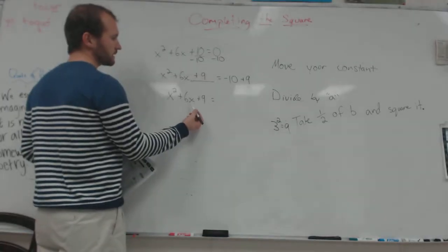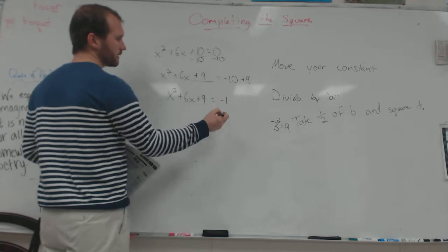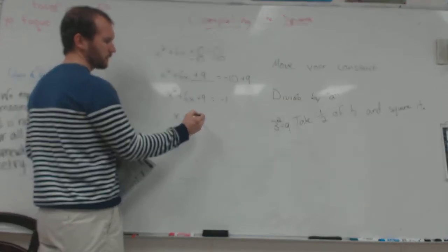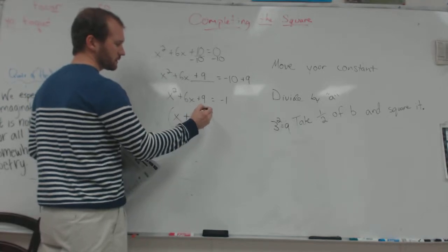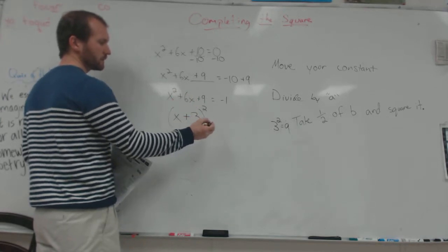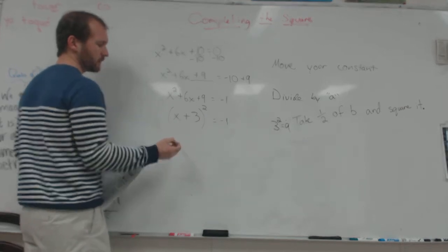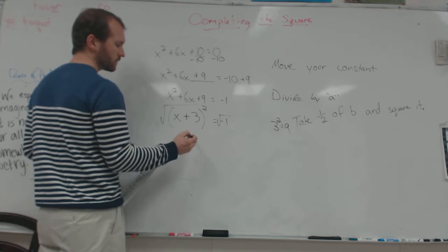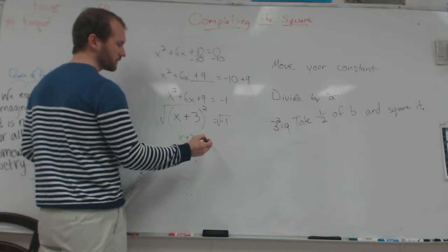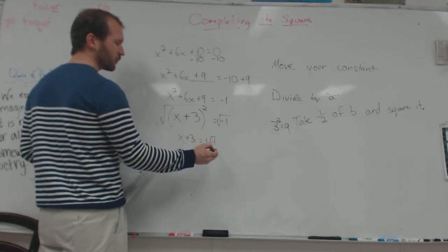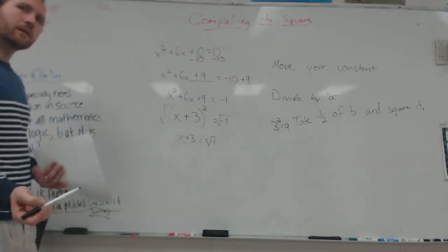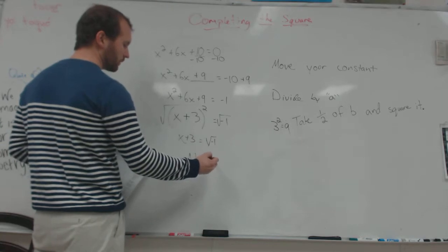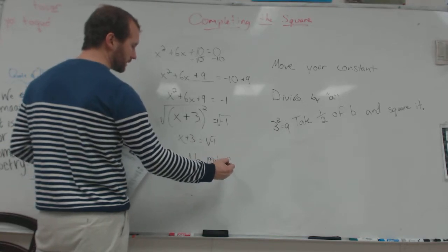X squared plus 6x plus 9 equals negative 1. X plus 3 squared is the factored form of this. So that still equals negative 1. Take the square root of both sides. X plus 3 equals the square root of negative 1. So for our purposes, we would say no real factors.